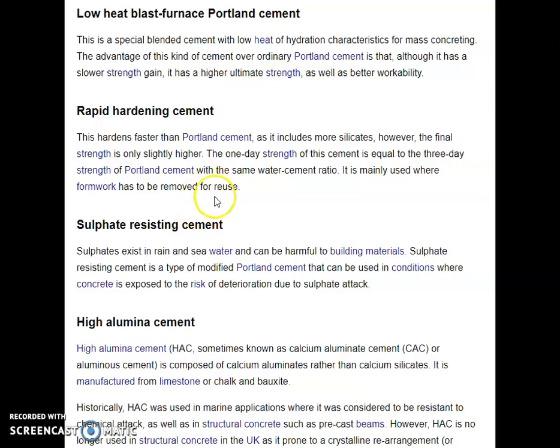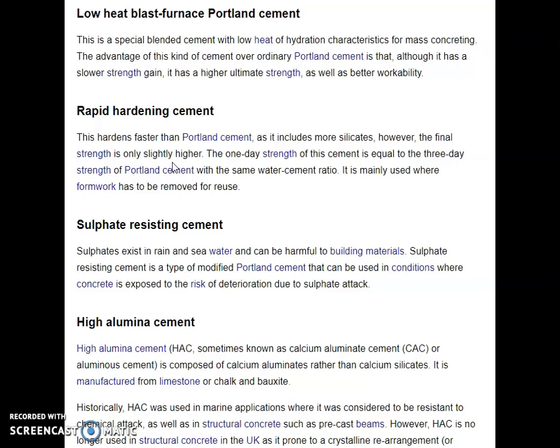Rapid hardening cement will be almost opposite of this. It hardens faster than Portland cement, as it includes more silicates. However, the final strength is only slightly higher, not very high. The strength gain is very fast. In other words, you are constructing something in water, you want to create a barrier. You can use rapid hardening cement because it will harden very fast. But it doesn't mean it has higher strength.